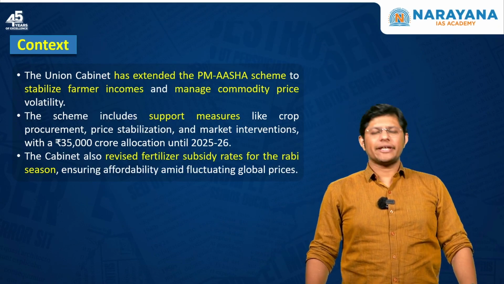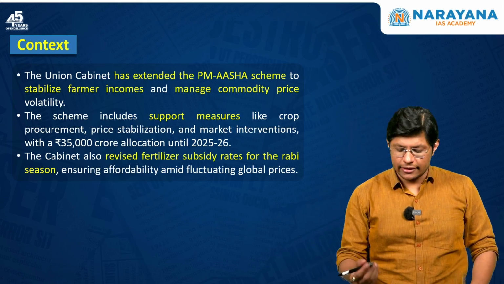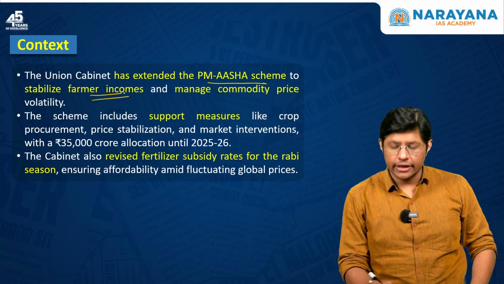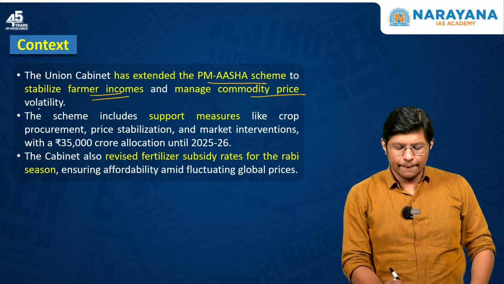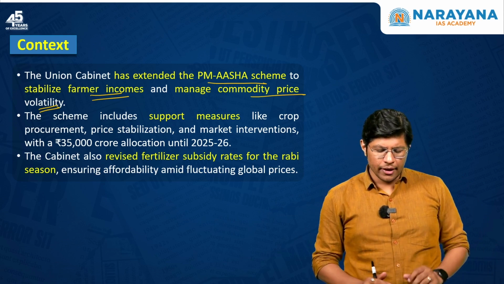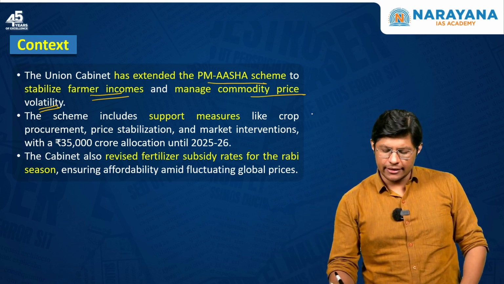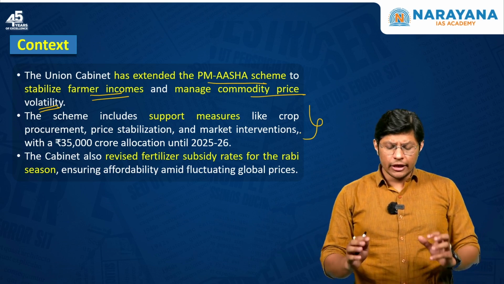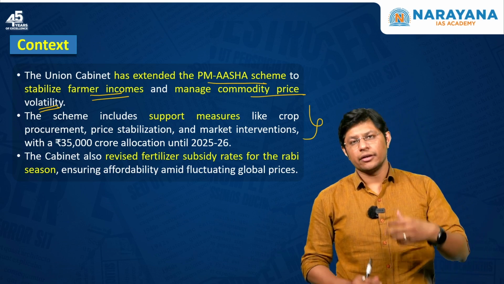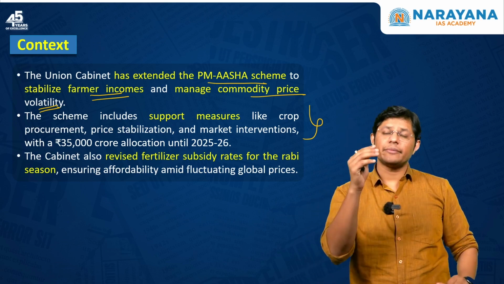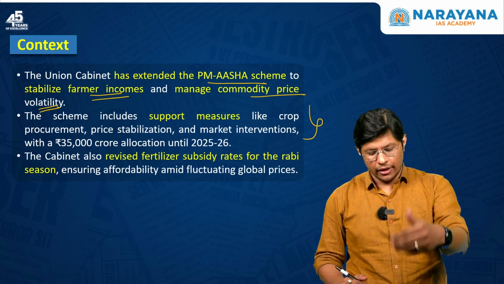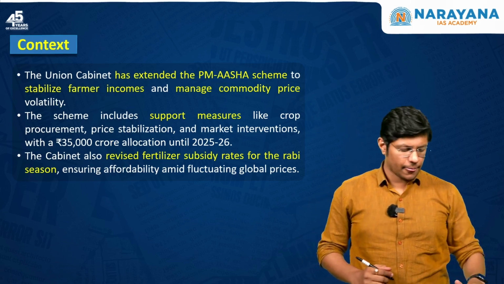Now, the context is that the Union Cabinet has extended this PM AASHA scheme to stabilize the farmer income and manage commodity price volatility. We'll understand about these terms in the next slide, right? The scheme includes support measures like these things. So, the context is that the Union Cabinet has extended the scheme to stabilize the farmer incomes. Now, which are the provisions of the scheme? Let's understand one by one. All these points are explained in the next slides, right?